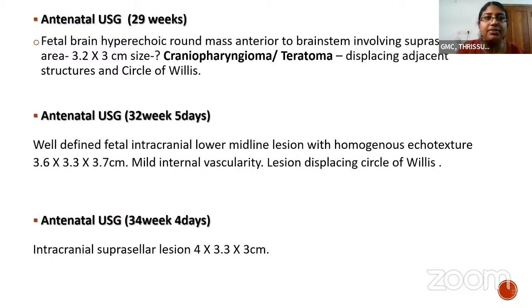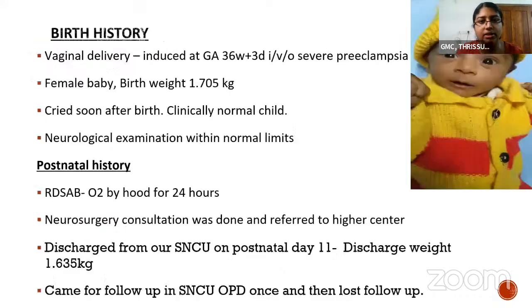Antenatal USG done at 29 weeks showed a fetal brain hyperechoic round mass anterior to the brainstem involving the suprasellar area, 3.2 into 3 centimeters in size, suspecting craniopharyngioma or teratoma, displacing adjacent structures and the circle of Willis. At 32 weeks 5 days, antenatal USG was repeated and also showed a well-defined fetal intracranial lower midline lesion with homogeneous echo texture, 3.6 into 3.3 into 3.7 centimeters, with mild internal vascularity. The lesion was displacing the circle of Willis. At 34 weeks 4 days, USG was repeated and showed the same findings.